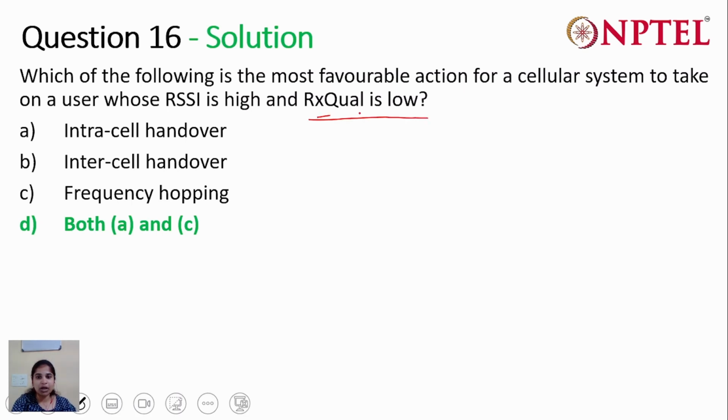We should be able to do both. If the received quality is low, it implies that the received signal strength is good, but the channel is bad. So what can we do? We can either go for an intra-cell handover within the sectors of a cell. Otherwise, we could do frequency hopping. That is, there could be a scenario wherein we are having interference on the same frequency, so we could go for frequency hopping to get a better receive quality. So both A and C should help us.